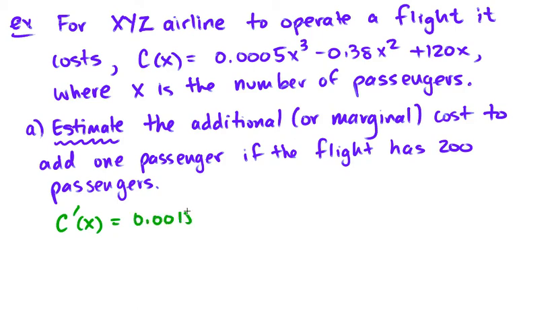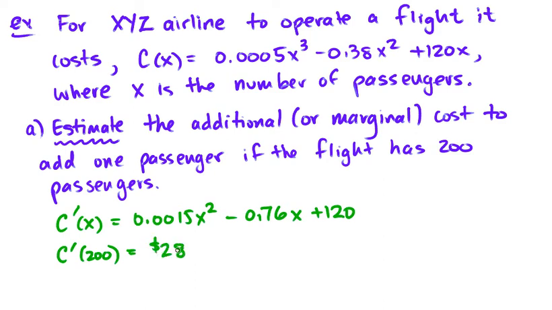and the derivative of this is shown with this function. And so with 200 passengers, it costs approximately $28 to add an additional person. You can verify that with your graphing calculator.